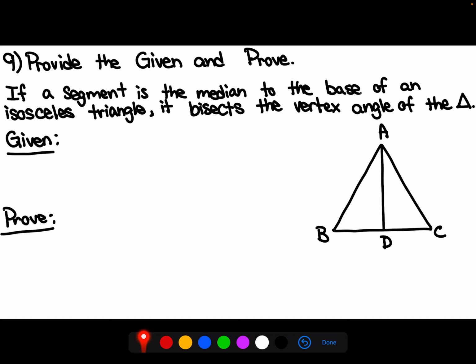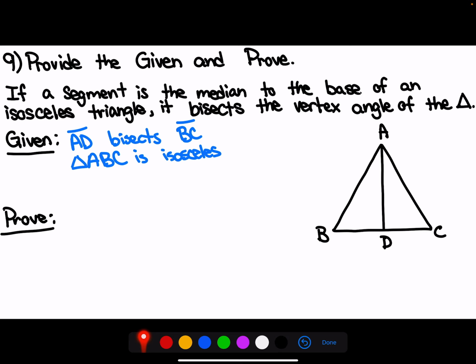So it says, if a segment is the median to the base of an isosceles triangle, it bisects the angle of the triangle. So first off, we have a median here, AD. We have a triangle. They're telling us that this is an isosceles triangle. So I can say that ABC is isosceles. And I also know that we have a median. So this median is saying that BD is congruent to DC. So that's what we have so far.